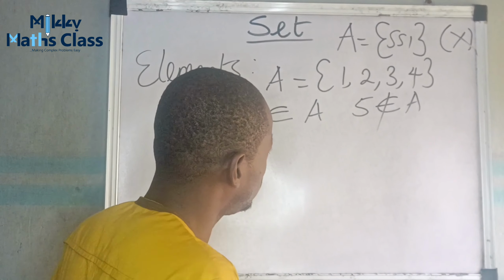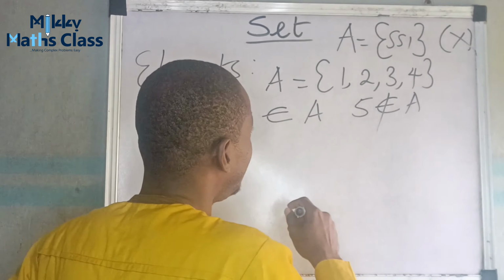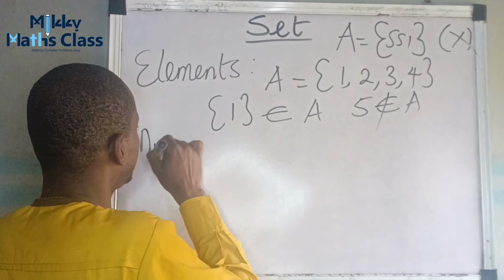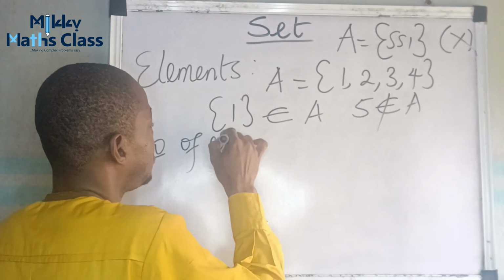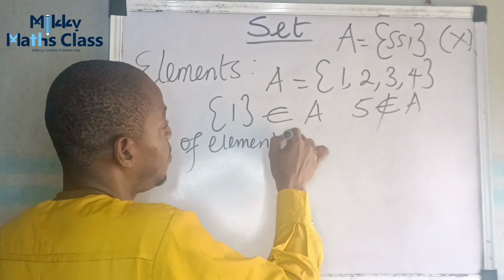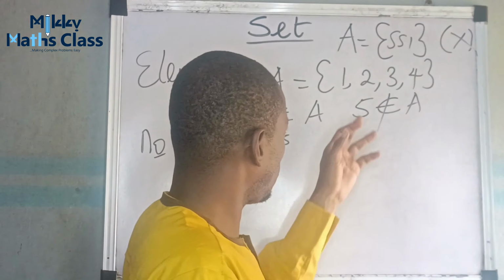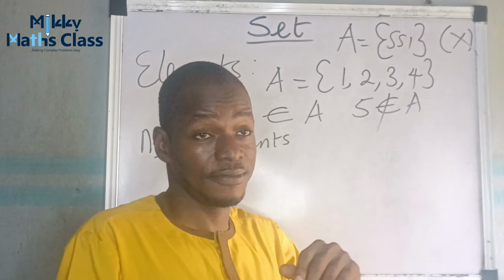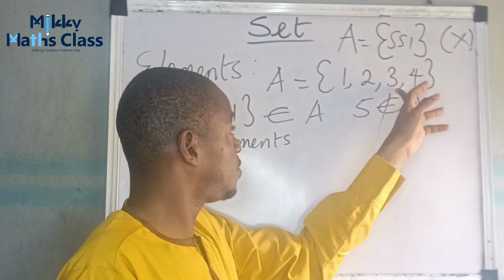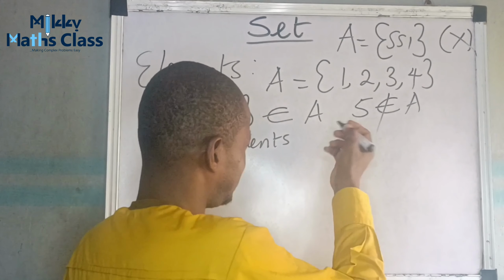Now the next thing we should know, the number of elements in a set. Now look at the set. The number of elements, how many are they? 1, 2, 3, 4. You write it like this.